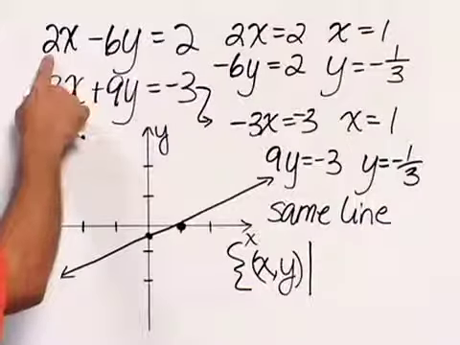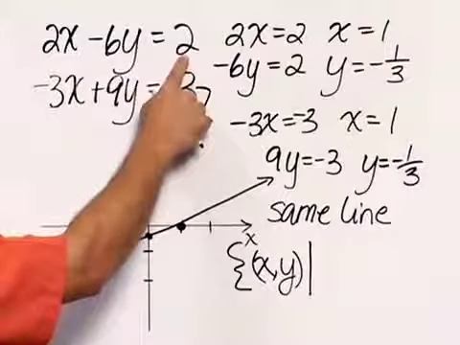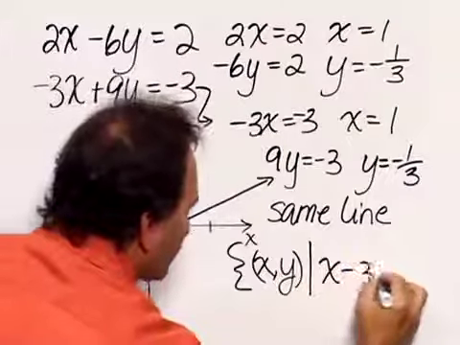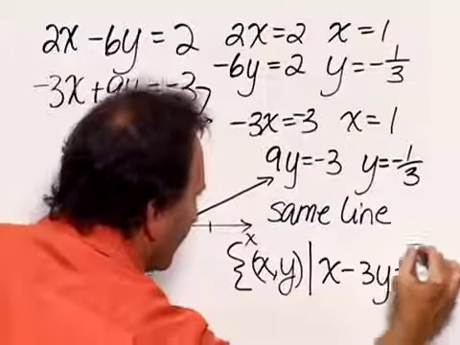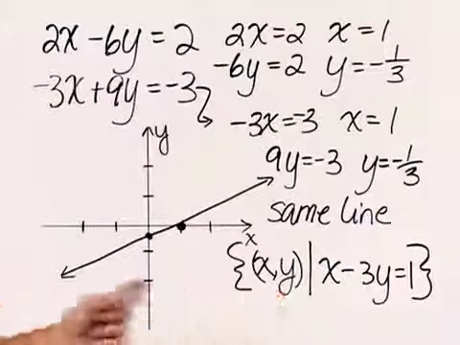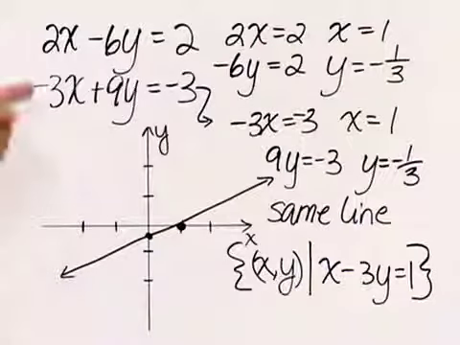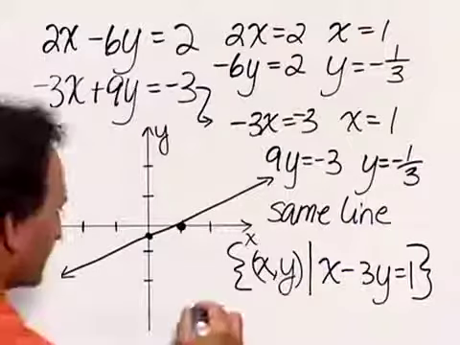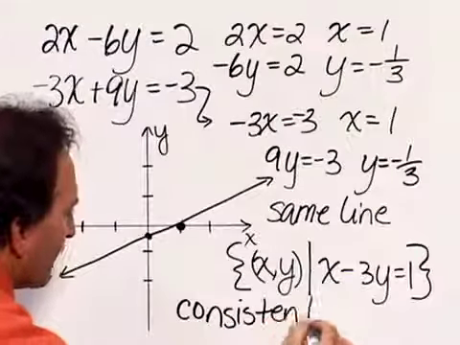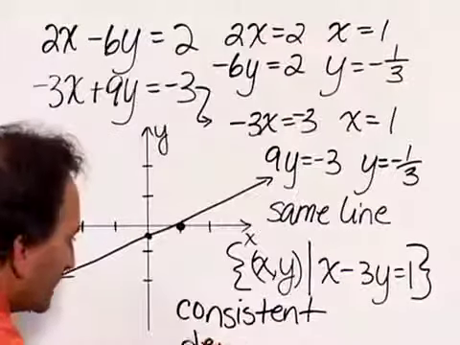So the 2 would cancel here. This would become a negative 3. And the 2 here would divide by 2 to become 1. So we would have x minus 3y equals 1. So that's how we write our solution for this system of equations. Now, in this particular case, since we have a solution, the system is consistent. The equations in this case, because they are the same, are dependent.